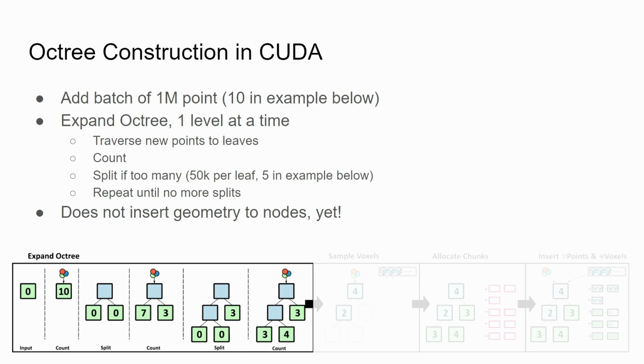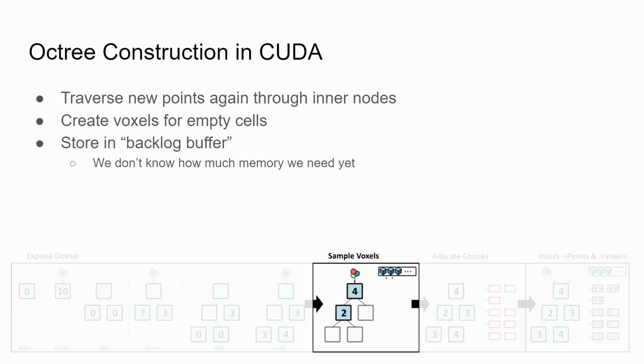Then we do the counting again, and we can see there's still one leaf node here that's too big, so we have to split this one again. And now we can see there's no more splitting necessary. All the leaf nodes are fine-grained enough for the new points, so the octree expansion is finished. Then, in the next step here, we sample the voxels. That means we take these 10 points we're inserting into the octree and traverse them through the octree again, but only through the inner nodes.